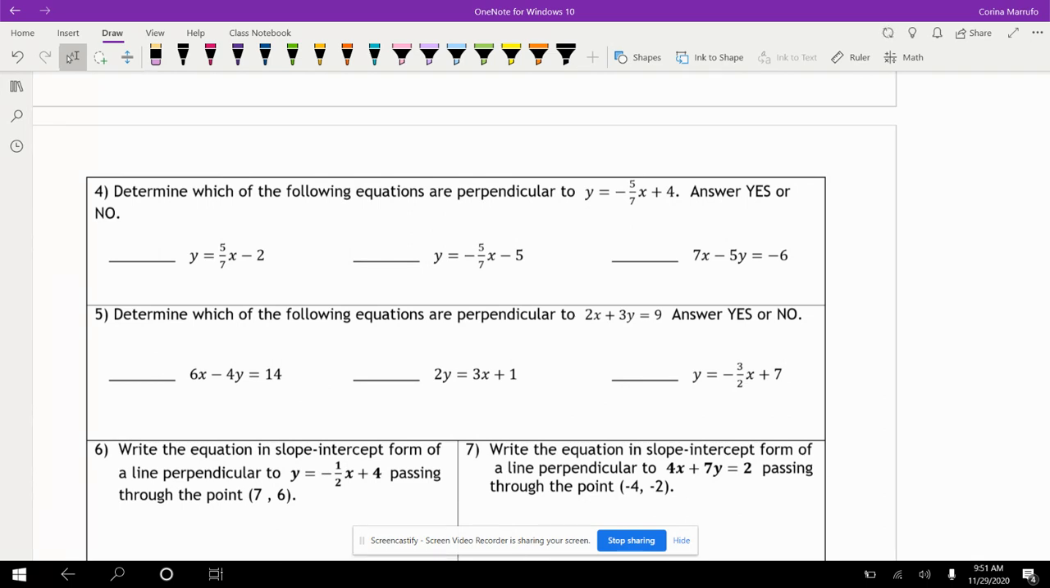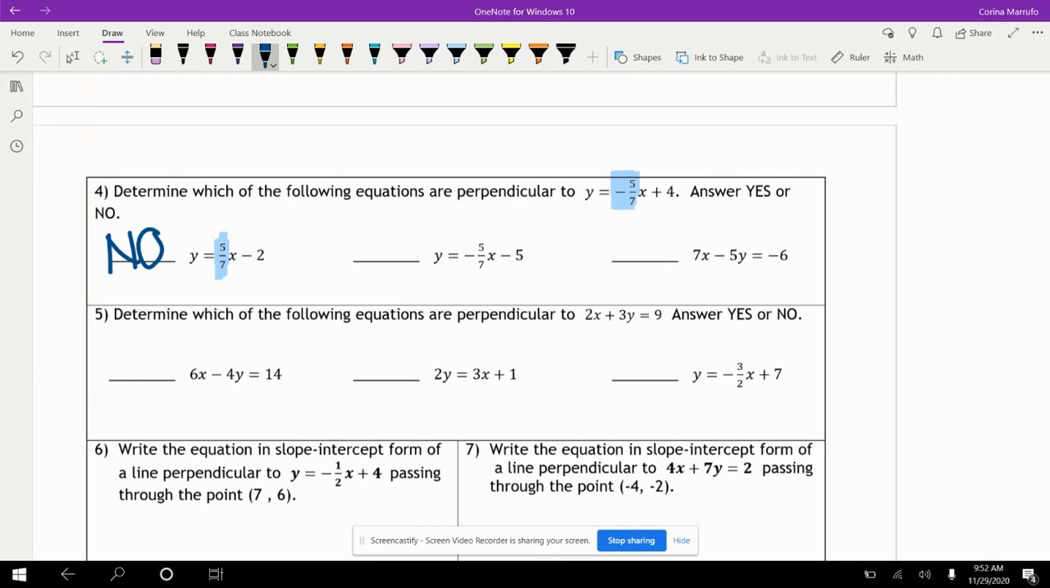All right. Here it says determine which of the following equations are perpendicular to y equals -5 over 7x plus 4. Answer yes or no. So if we look at the slopes, here my slope is going to be -5 over 7. So when I'm looking for a perpendicular slope, I'm looking for a positive number. So this one is positive, but the fraction is not flipped. So no, this is not a perpendicular slope. We would have to flip over the fraction.